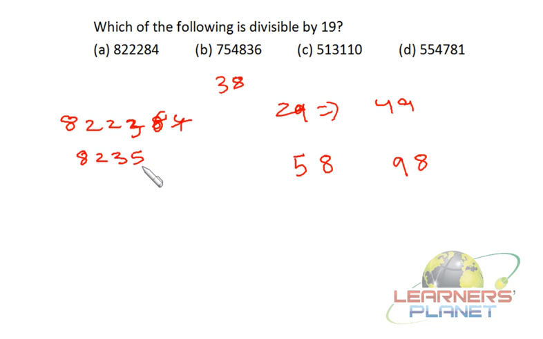Okay, now 5 twos are 10. Then 823 plus 10, that is 833. Then 3 twos are 6. So I'm getting 6 over here. So what I'm getting is 89. Now 89 is not a multiple of 19. That means this number, that is 822284, is not divisible by 19. Let's check the other options.